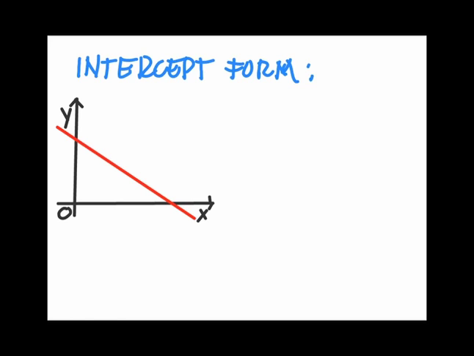Okay, here, the line intersects the x-axis at this point, which we now label as (a, 0), while on the y-axis, we'll have this point. We'll now label it as (0, b). Alright?